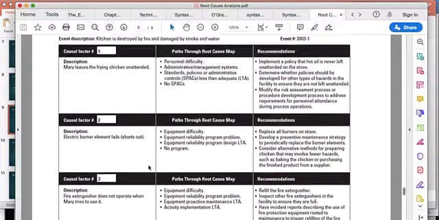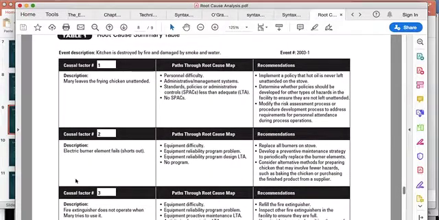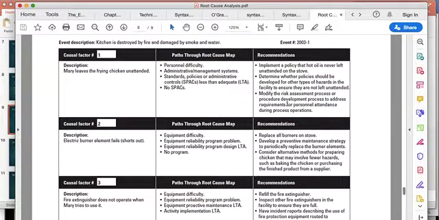Okay, so we can see this table. They have it by factor in this column. The path through the root cause map, so they're looking at their chart that they did above and they've written it out here. And then they have certain recommendations so that the problem doesn't recur. So remember, you want to find causal factors for which you can recommend something, a solution, so that the problem doesn't occur again.